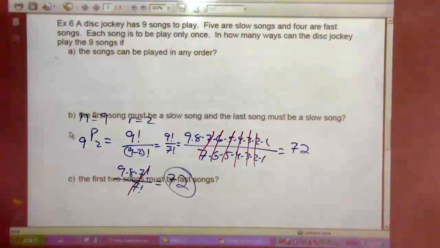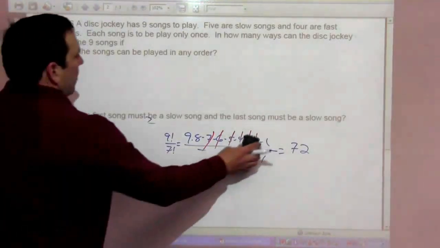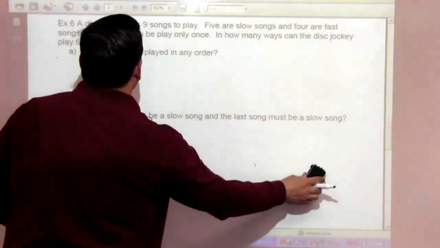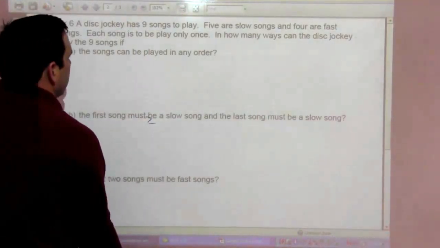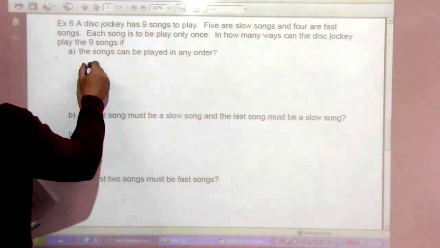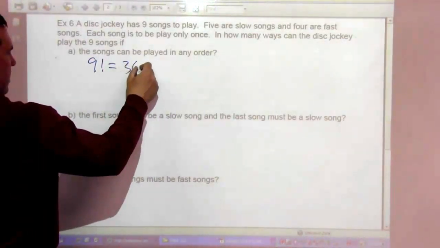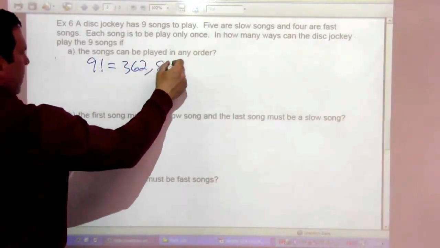A disc jockey has 9 songs to play. 5 are slow songs and 4 are fast songs. Each song is to be played only once, and how many ways can the disc jockey play the 9 songs if the songs can be played in any order? In any order, that'd just be 9 factorial. And by our calculators, that's 362,880.